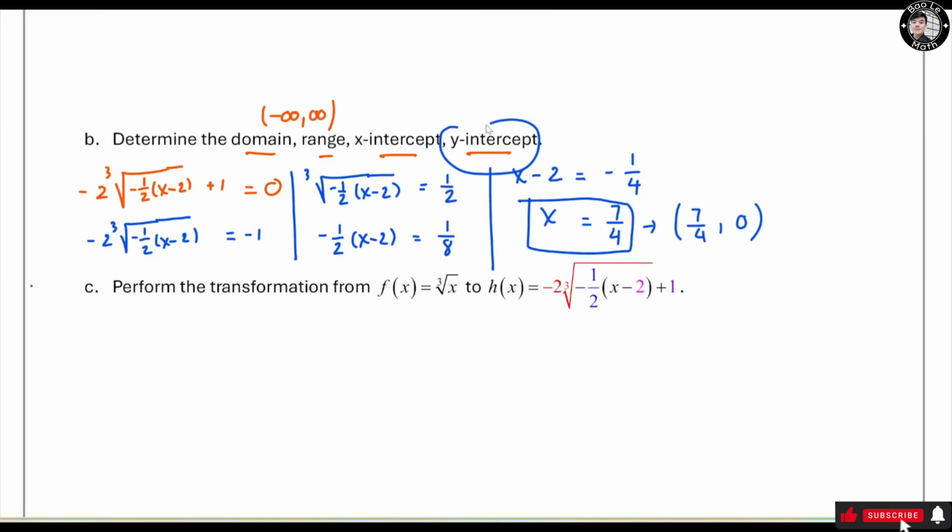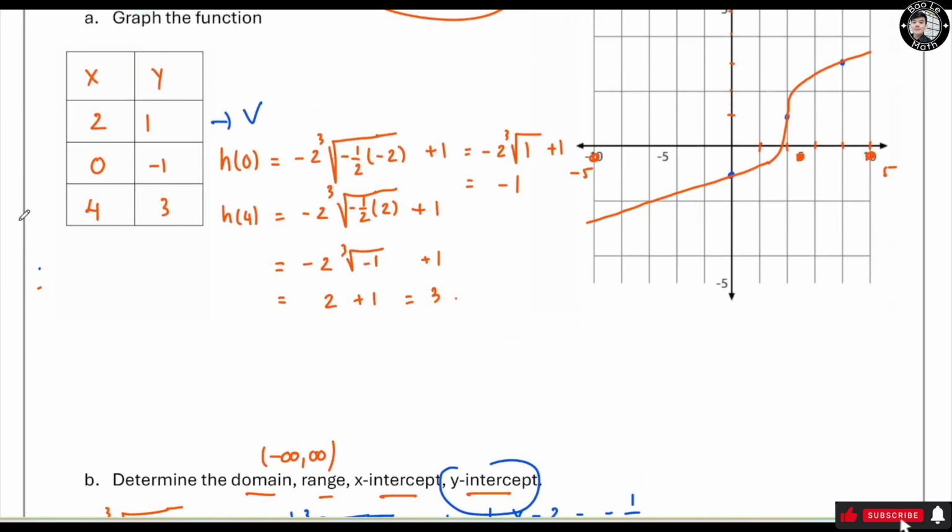Now for the y-intercept we just let x equal 0. It's going to be right here, -1, right?